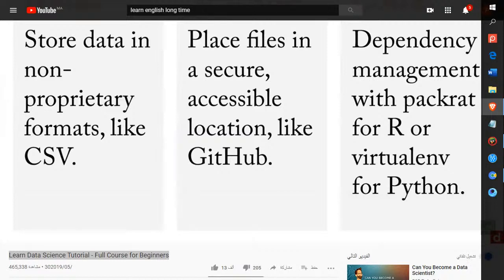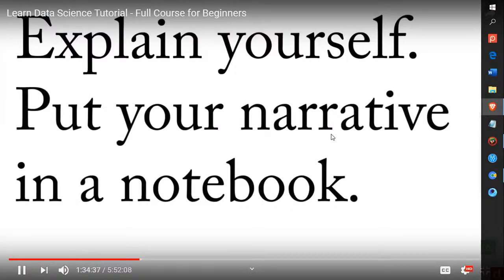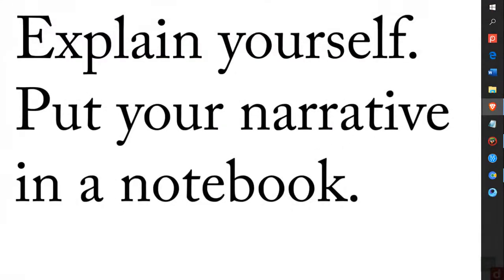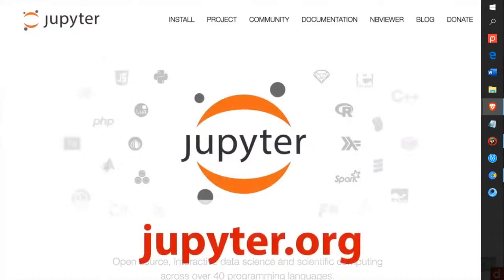This is a way of making sure that the system that you have will always work. Overall, you can think of this too. You want to explain yourself, and a neat way to do that is to put your narrative in a notebook. Now, you can have a physical lab book, but you can also do digital books.